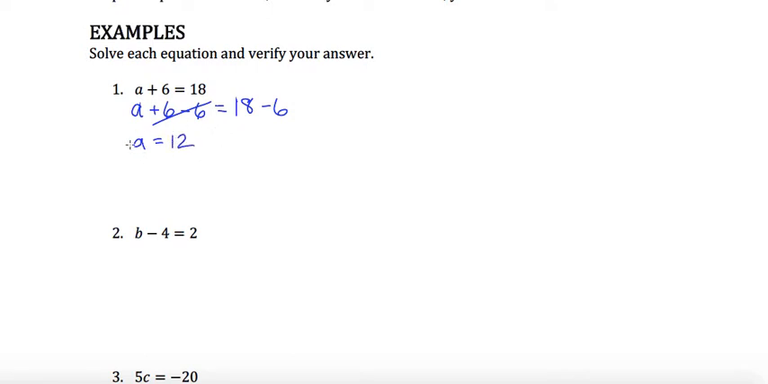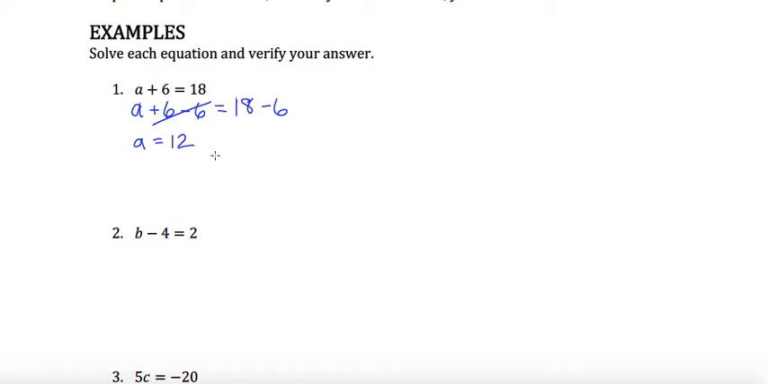And so what we have now is our value for a. So a equals 12. You may have been able to look at this and said, oh, what do I have to add to 6 in order to give me 18? That's 12, and you could have solved it that way. But this is a good strategy to get in the habit of, because when we get to more complicated equations, you're going to be very thankful that you know the steps.